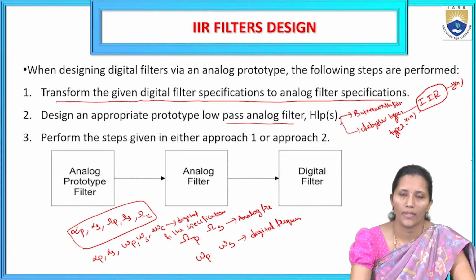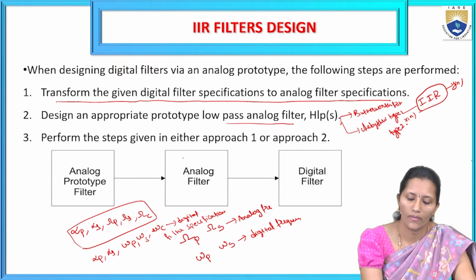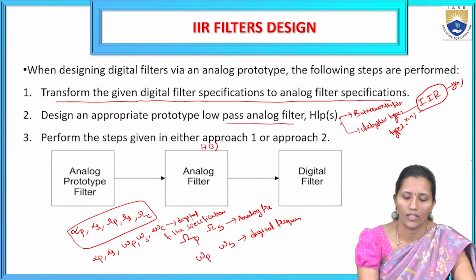Okay. So from the given specification, we have to convert that into digital filter specifications, and here we have to design an analog low pass Butterworth filter. So here we have to find out the transfer function H of S, the analog low pass filter transfer function. Then perform the steps given in either approach 1 or approach 2.